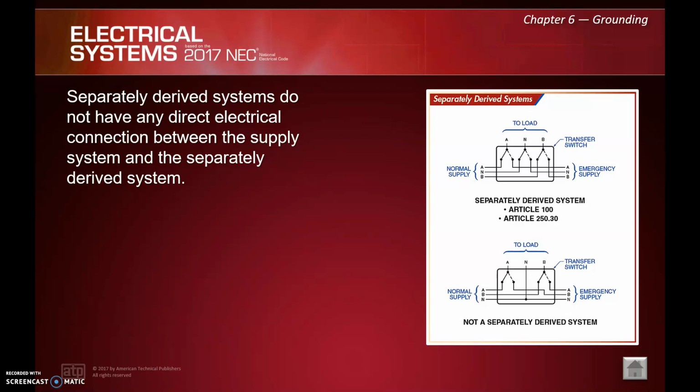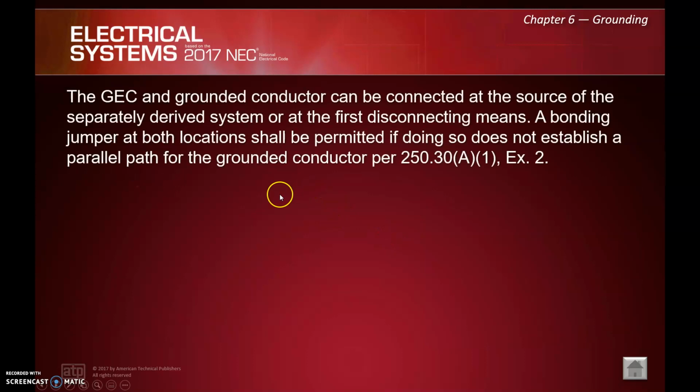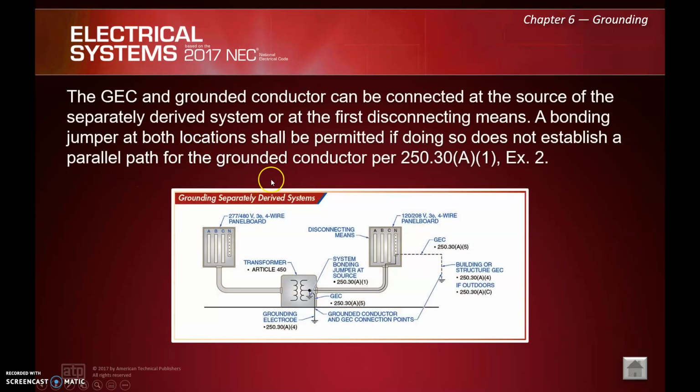We actually have to basically apply our grounding electrode rules and conductors. Again, we need to have a separate grounding electrode conductor in this case. Right? So the GEC and grounded conductor can be connected at the source of the separately derived system or at the first disconnecting means. What are we talking about? That's your main bonding jumper, right?